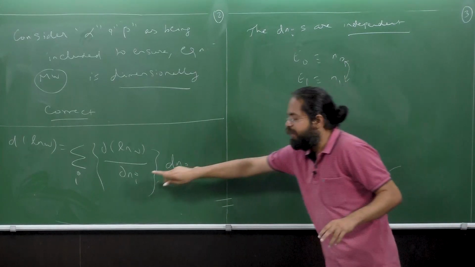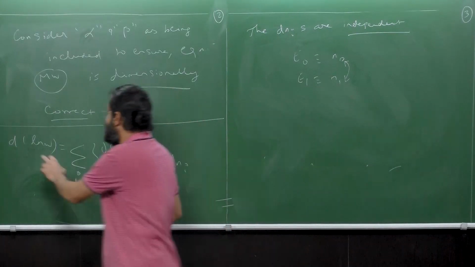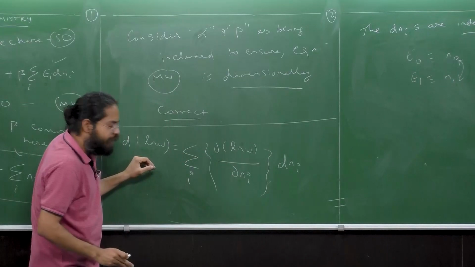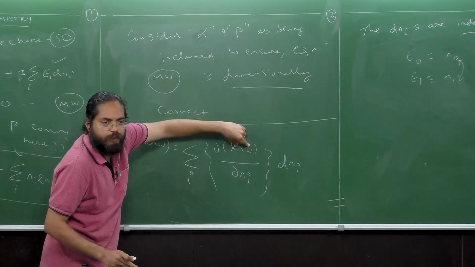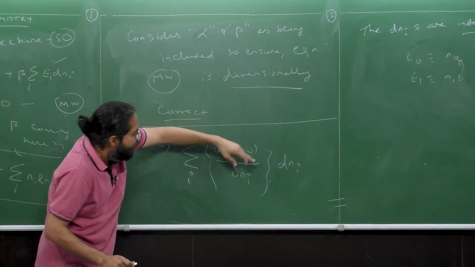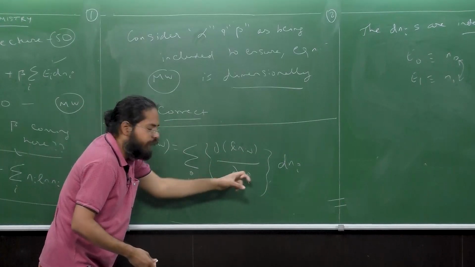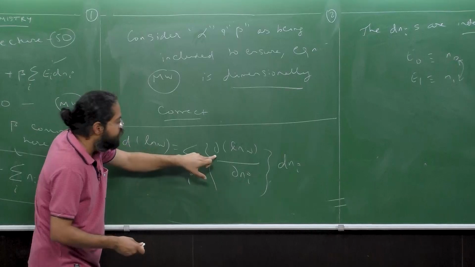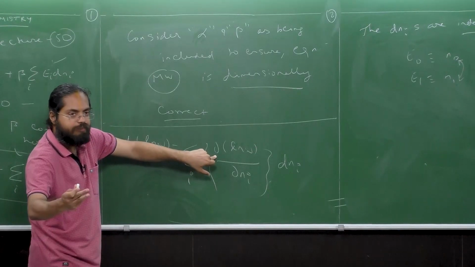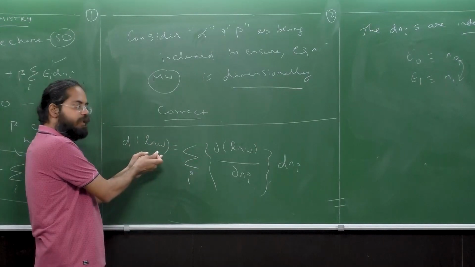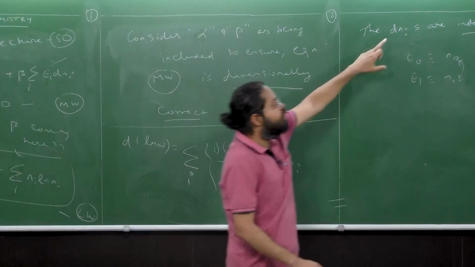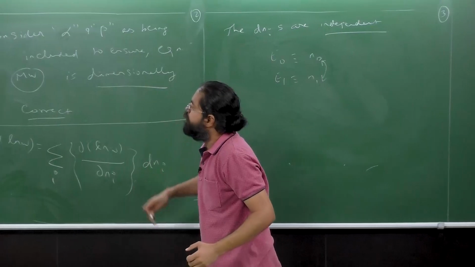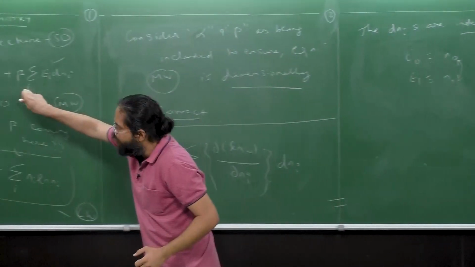Now, because these are independent, the net change of d ln W over dNi can be expressed as a sum of the derivatives of ln W with each of the Ni's keeping the others constant, and that's why we have the dou symbol here, which is a partial derivative. Are we clear? So the basis for this expression is that each of the dNi's are independent. Okay.